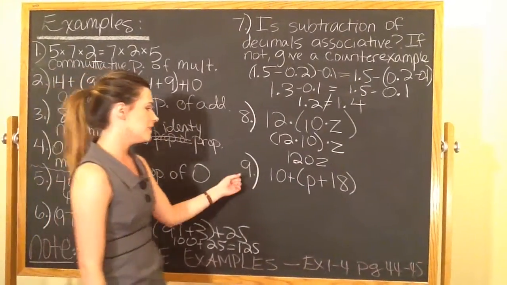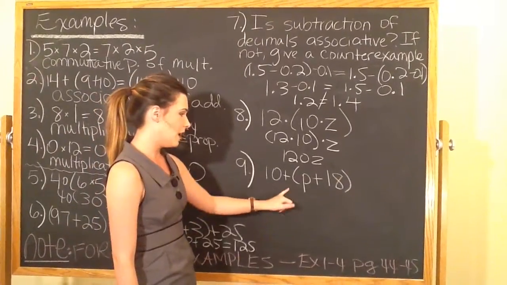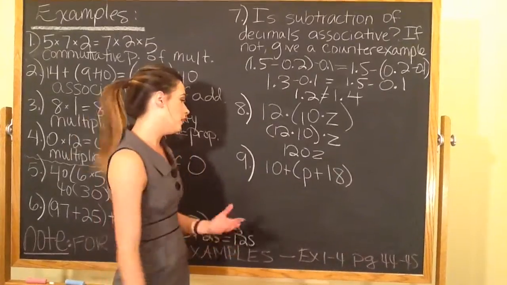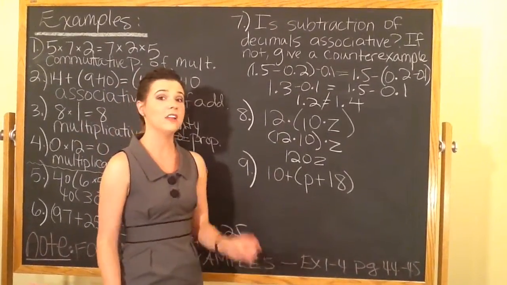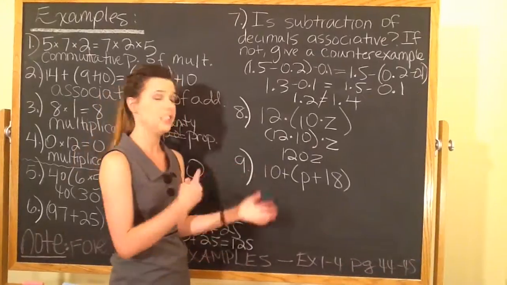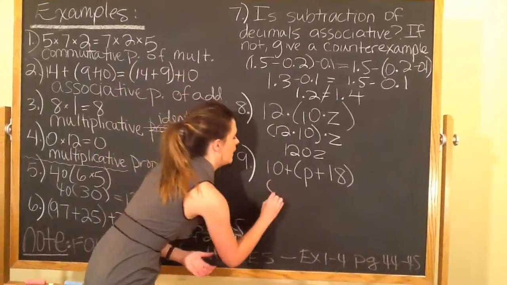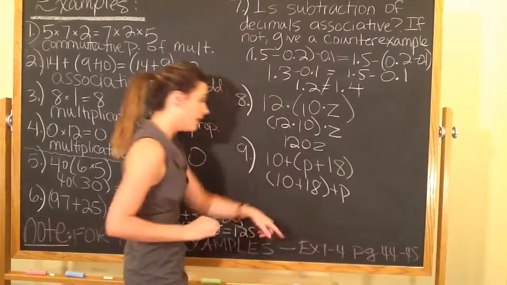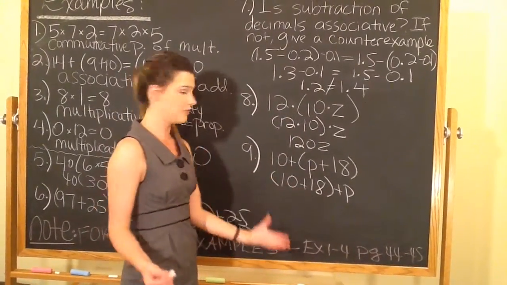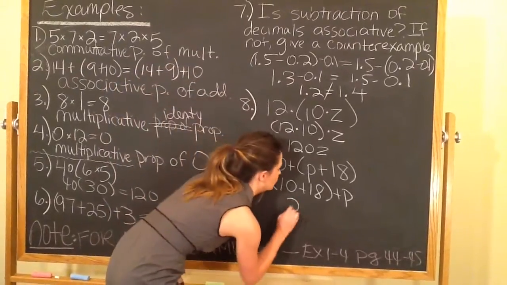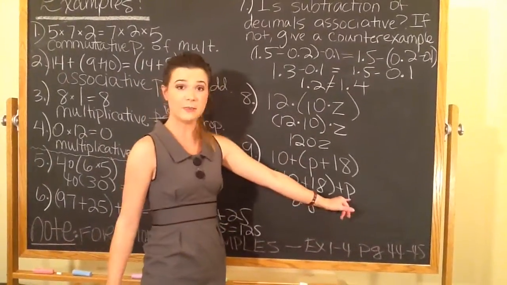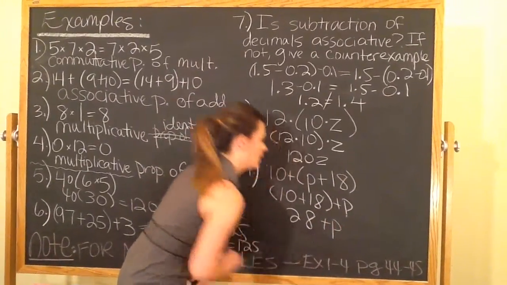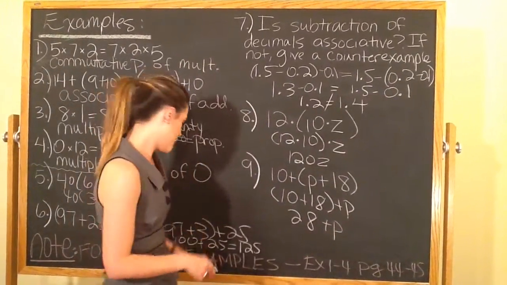Alright, let's look at number 9. Now we have 10 plus p plus 18. Now, what can I do with this one? Well, I know it's adding, so this one's also associative, so I'm going to change the grouping. So I'm going to go ahead and group 10 plus 18 and then plus p. So I know I can add these two because they're numbers, so I'm going to go ahead and do that. I'm going to have 28. Now, can I do anything with this p? No, because we don't know what p is. So our answer is 28 plus p. We can't do any more than that.